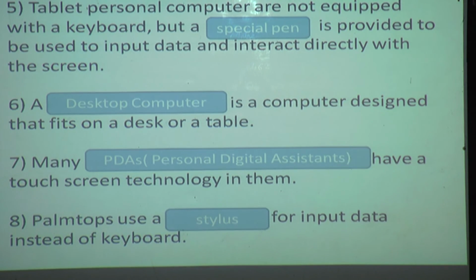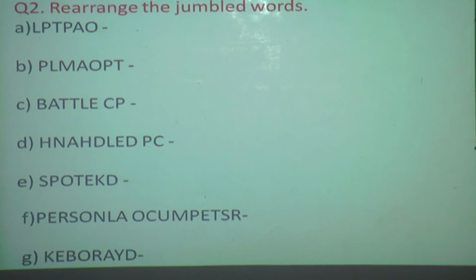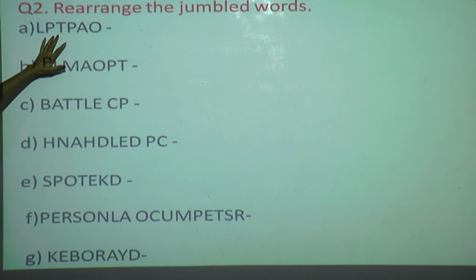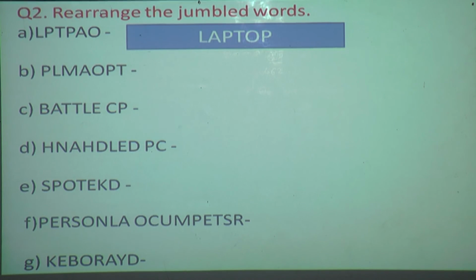What is the spelling of stylus? S-T-Y-L-U-S. Stylus. Next question is rearrange the jumbled words. This type of words is given and we have to make a correct word, meaning we have to arrange the meaningful word. What is the first one? LPTPAO. What word will it become? Good, the word is laptop. L-A-P-T-O-P, laptop.